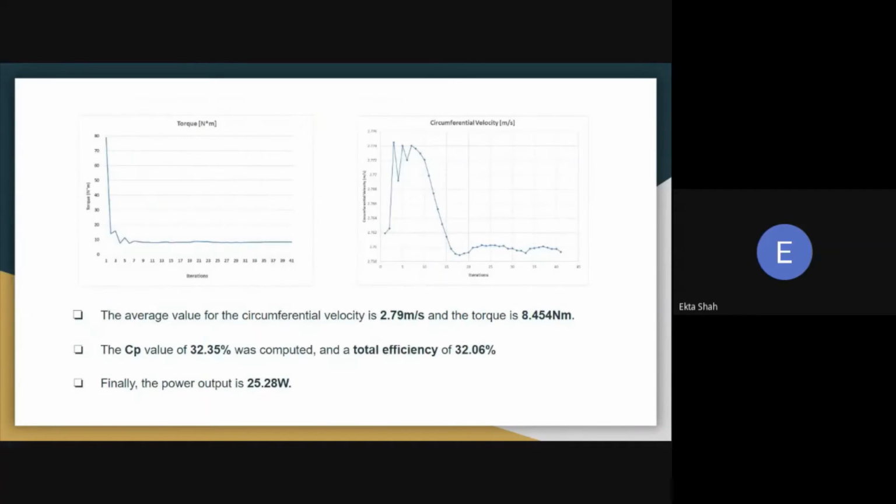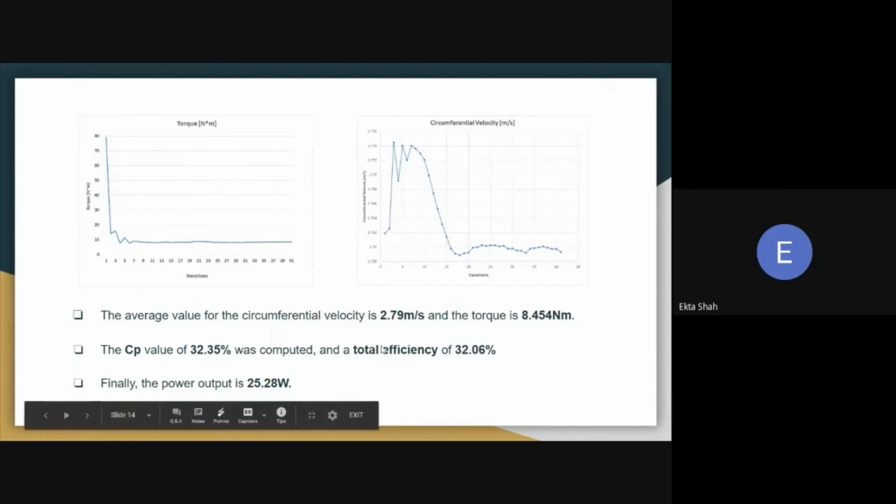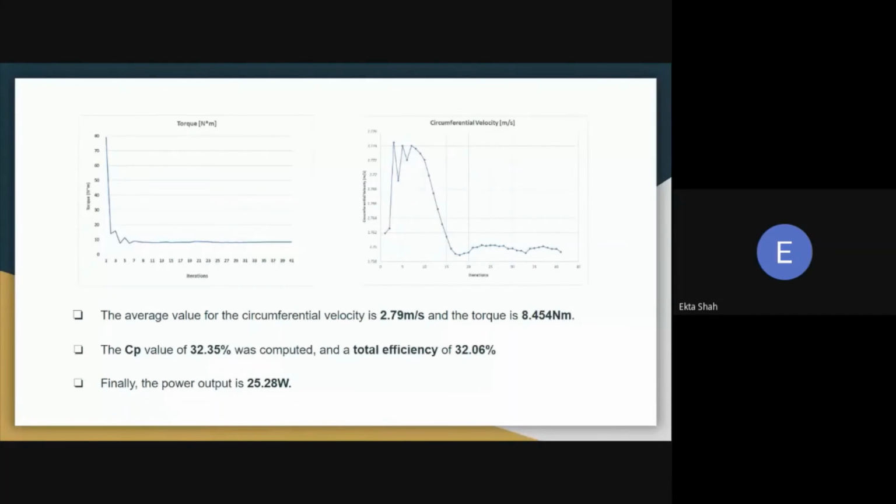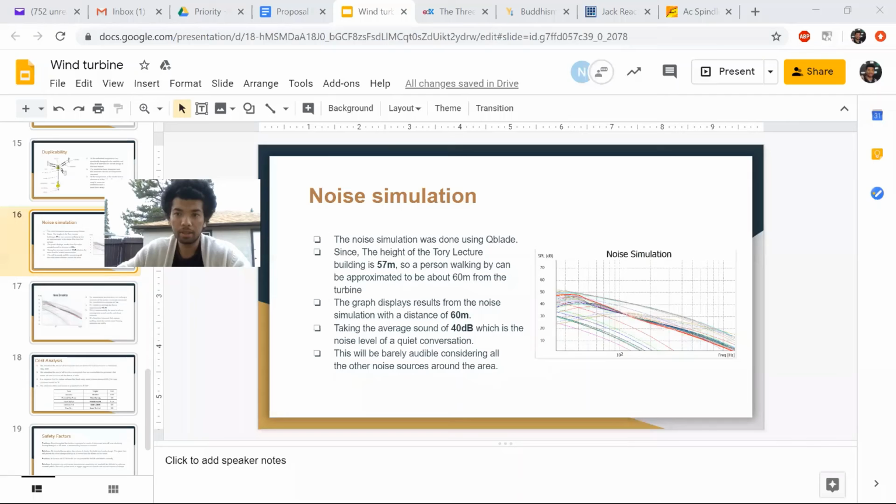These two graphs were obtained using SolidWorks flow simulation, and they helped obtain the value of CP, which is 32.35%, which is the turbine efficiency, and the total efficiency was also obtained, which is 32.06%. The total efficiency is less than the turbine efficiency. This is because of mechanical losses and electrical losses. And finally, the power output is 25.28 watts. More detailed calculations can be found in the proposal.